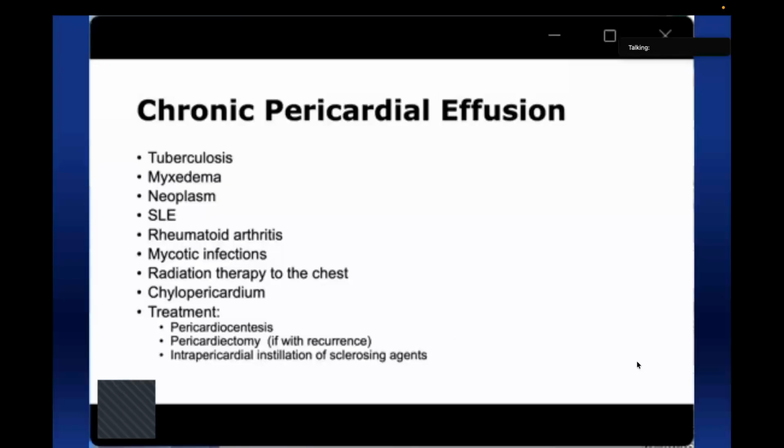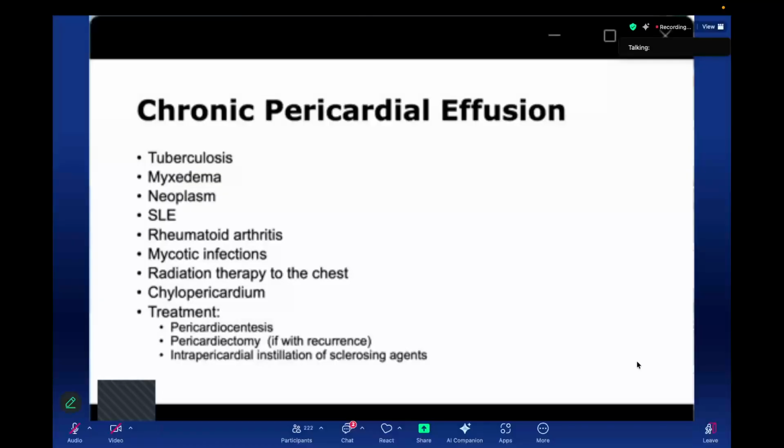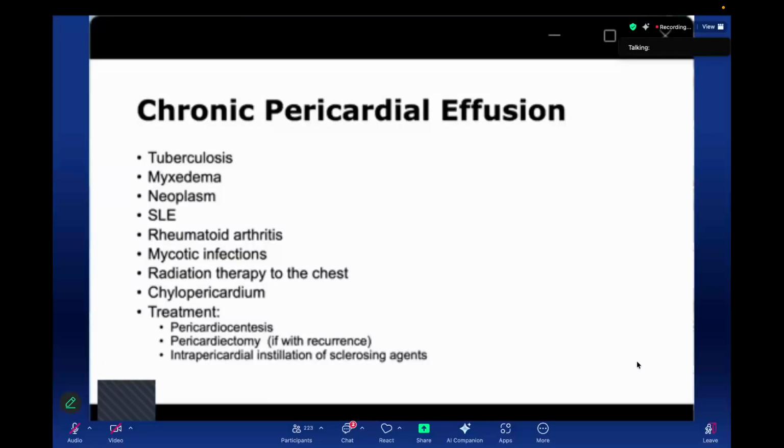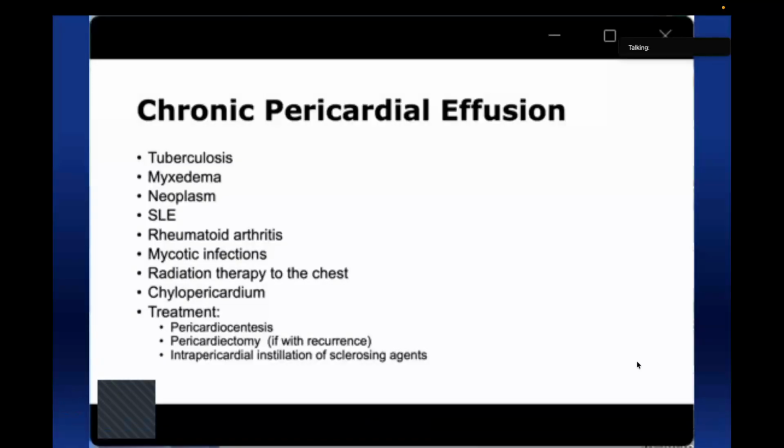So let's deal with chronic pericardial effusion. These are common causes of your chronic pericardial effusion: patients with tuberculosis, myxedema, neoplasm or cancer, systemic lupus erythematosus, rheumatoid arthritis, mycotic infections, radiation therapy to the chest, chylopericardium. The treatment is still pericardiocentesis, especially if it is acute, then pericardiectomy if with recurrence, and intrapericardial instillation of sclerosing agents.